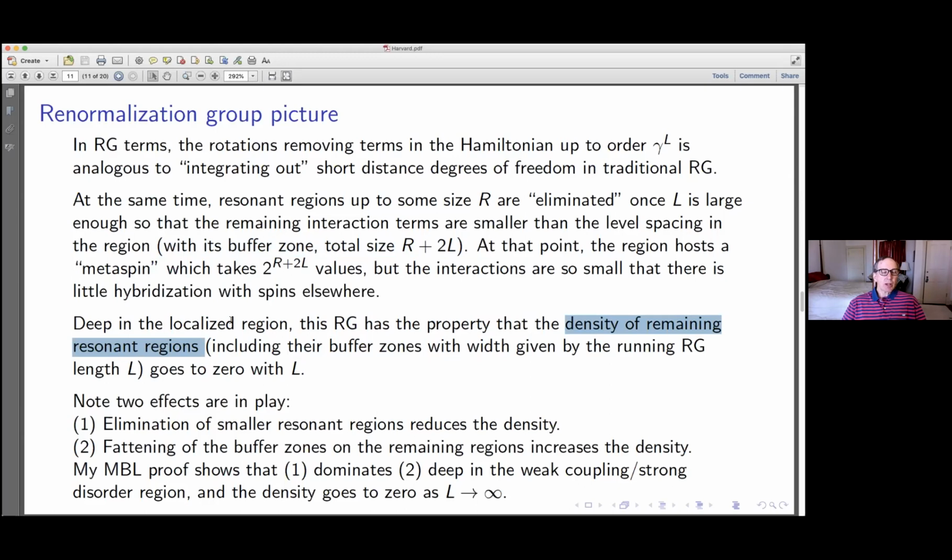But it's important to note, as I've hinted already, that there are two effects in play. Firstly, there's the elimination of smaller isolated resonant regions that reduces their density. And secondly, the buffer zones end up getting fattened up. As the length scale increases, so do these neighborhoods. These two effects are fighting one another, but I was able to show that number one dominates number two deep in the weak coupling or strong disorder region. And ultimately the density goes to 0 as L goes to infinity.